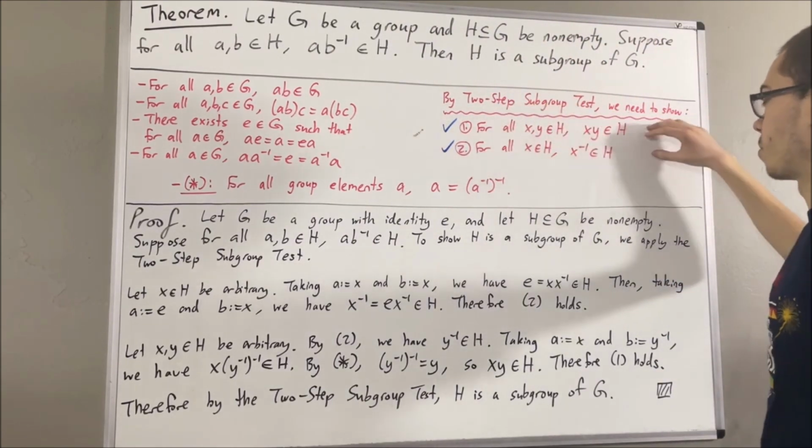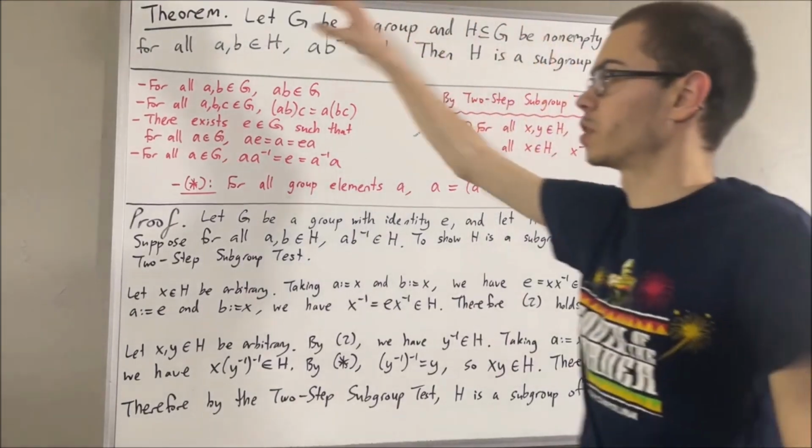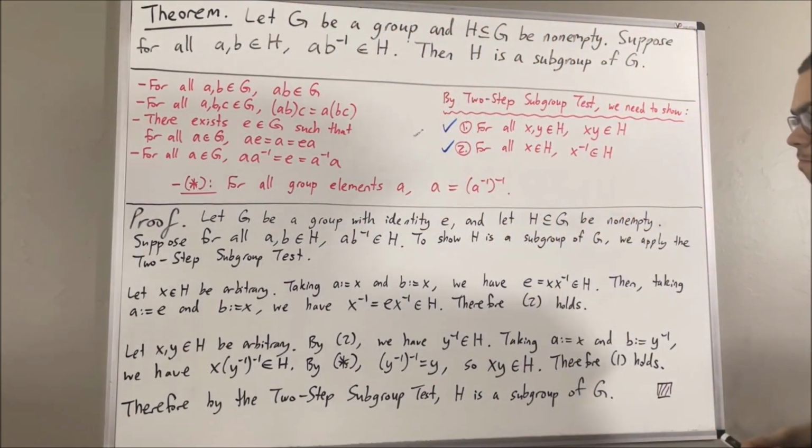The proof of the two-step subgroup test actually becomes really easy if you just use the one-step subgroup test to prove it. And so yeah, that's pretty much it for this video.